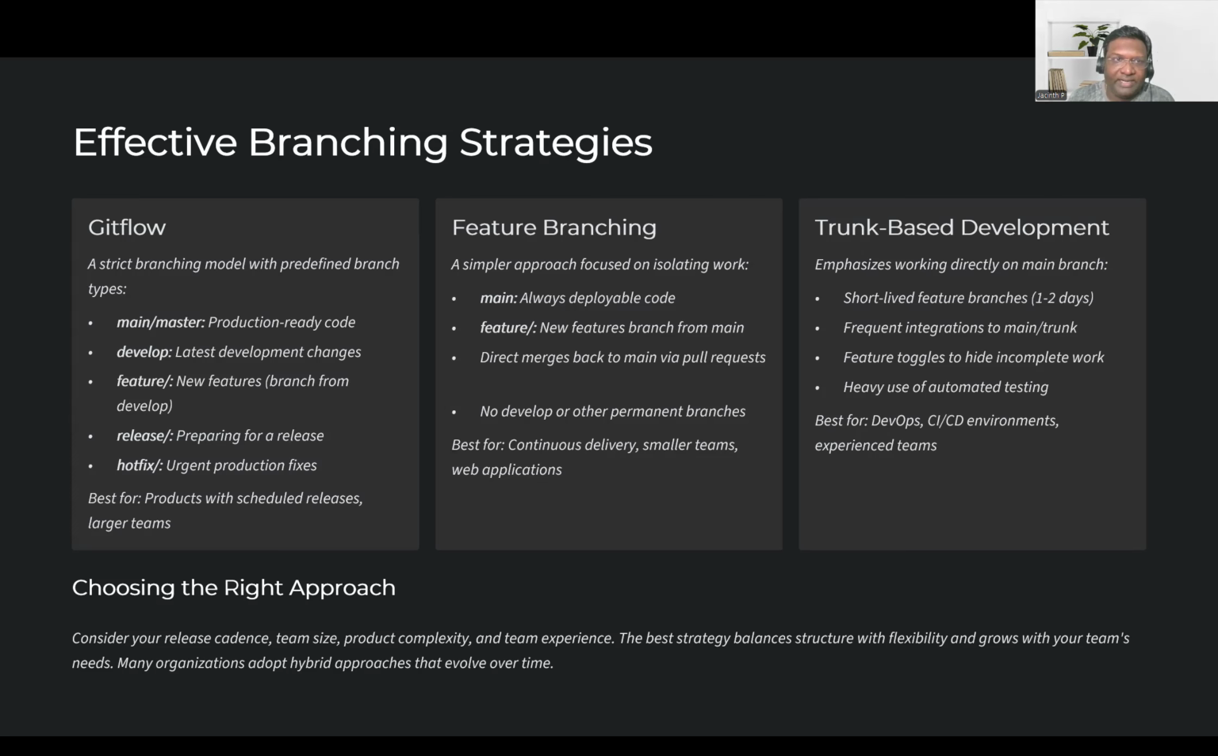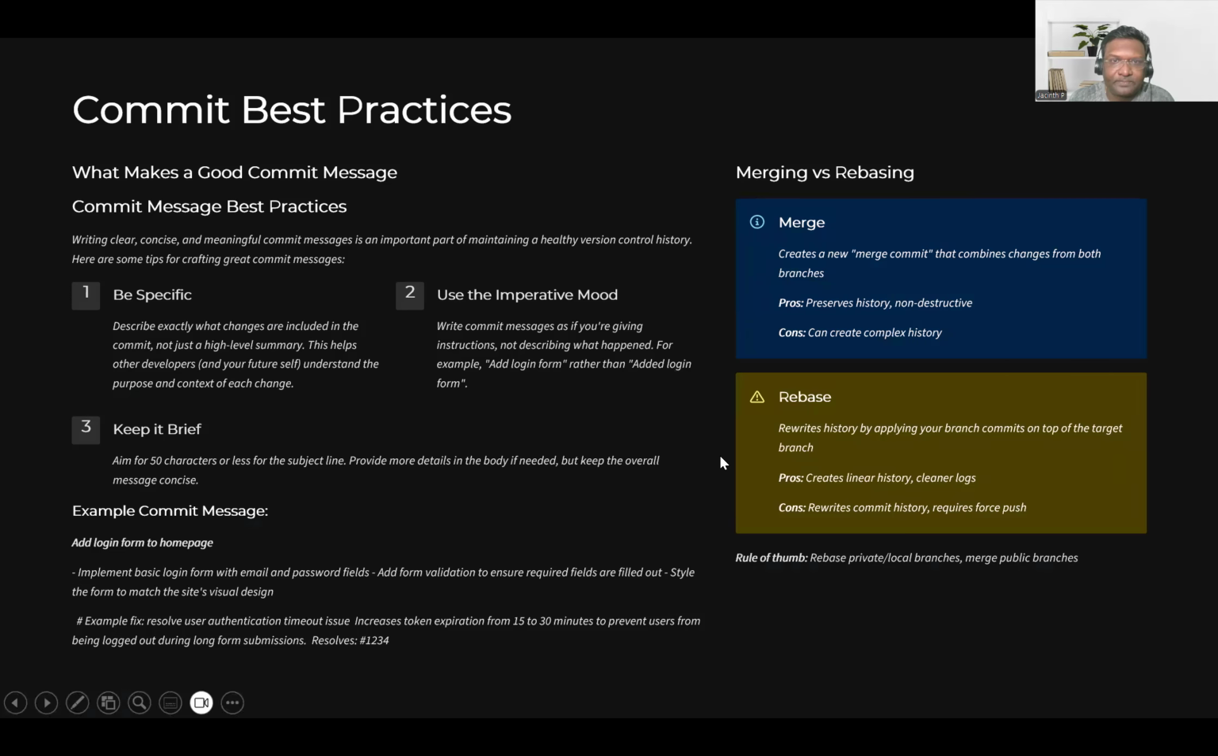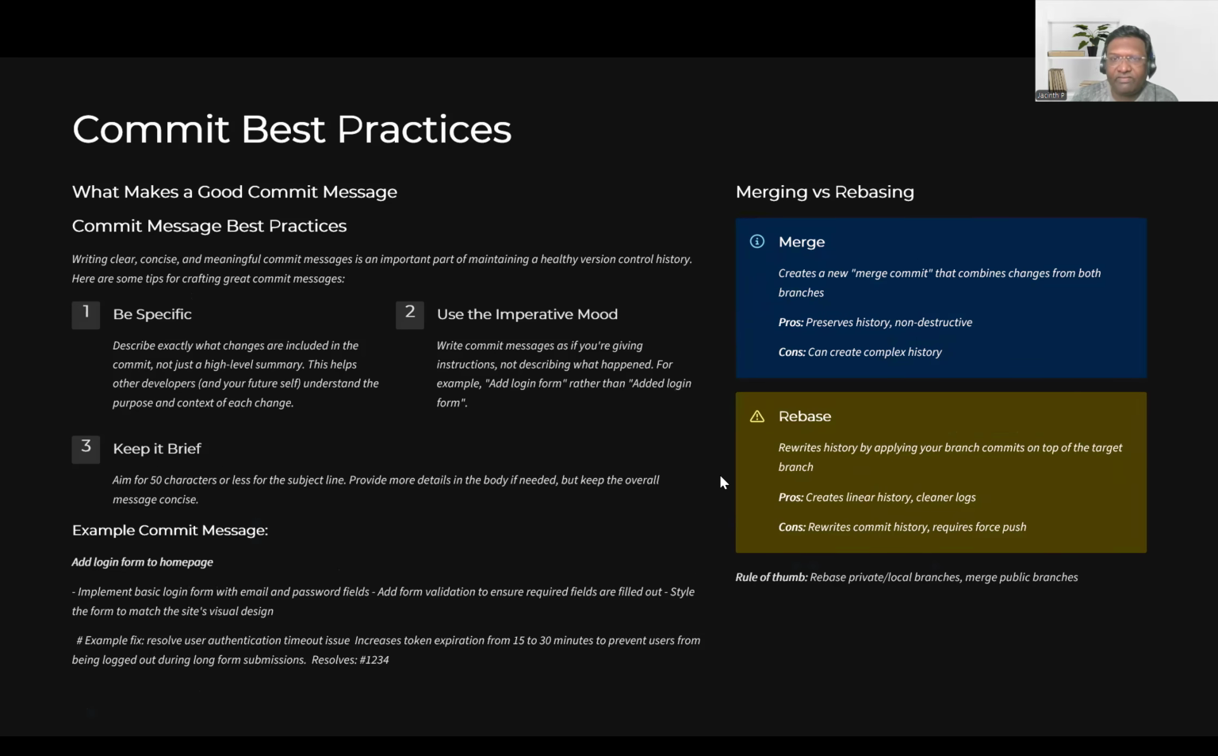Let's look at commit best practices. Now that we have covered branching strategies, let's talk about the next building block, commits. Think of commits as snapshots of progress. Each commit should represent a logical unit of work, something that tells a clear story. A good commit message is specific, short, and written in an imperative mood.